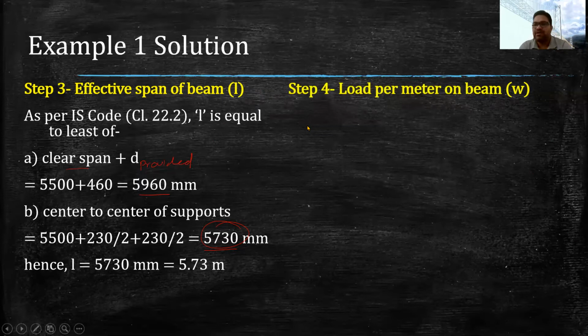Now we will calculate the load per meter on the beam, and that is probably the most important step of this design. So to calculate the load per meter on the beam, well, the beam is like this one. On both sides there is a support, and the load will be of UDL type, and UDL is W kilonewton per meter. So on 1 meter length, how much load will be there?